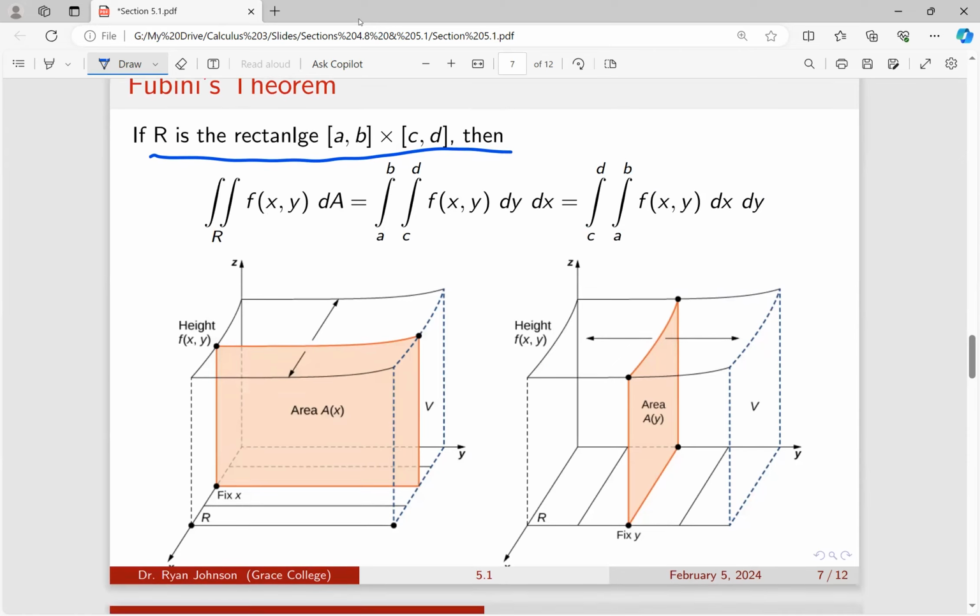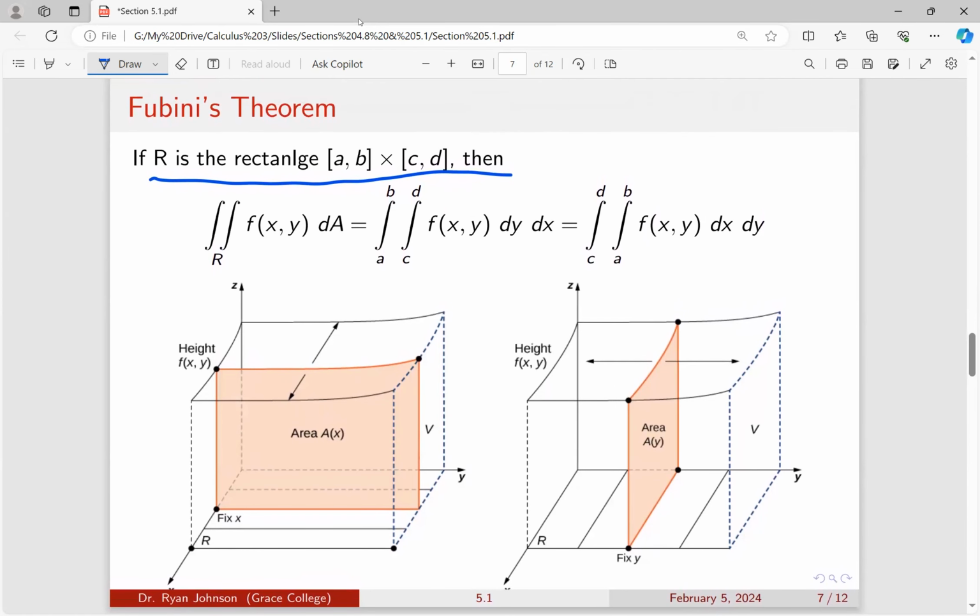Okay, so that covers the introduction, and we'll move on to example 1.